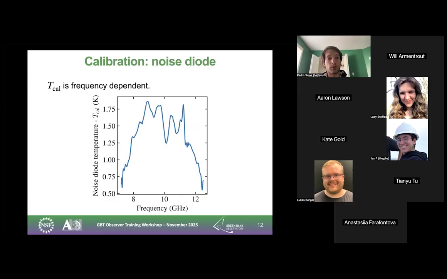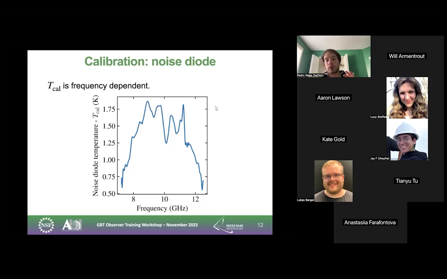Another important thing to remember is that it's frequency dependent. So in this case, we're showing the noise diode for the X-band receiver between roughly 7 and 12-and-something gigahertz. And you can see it changes quite a bit, right? It can be roughly 1.25 Kelvin all the way to 1.75 Kelvin. So that's another thing that's important.